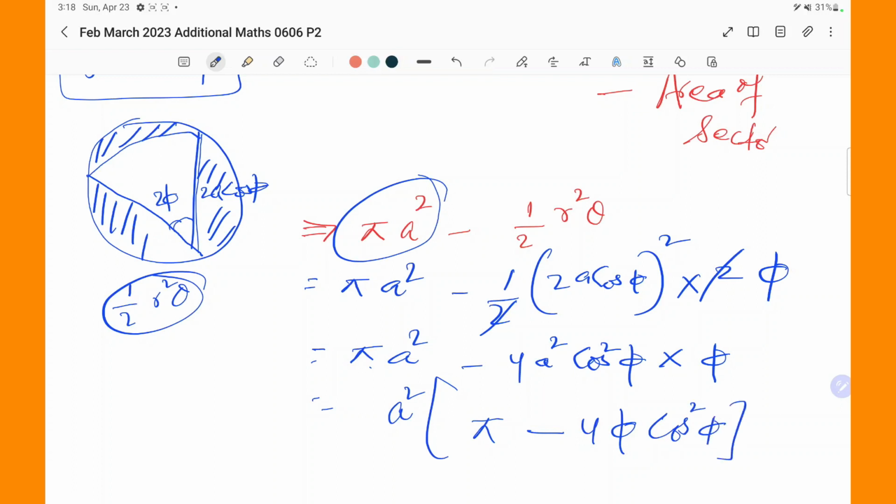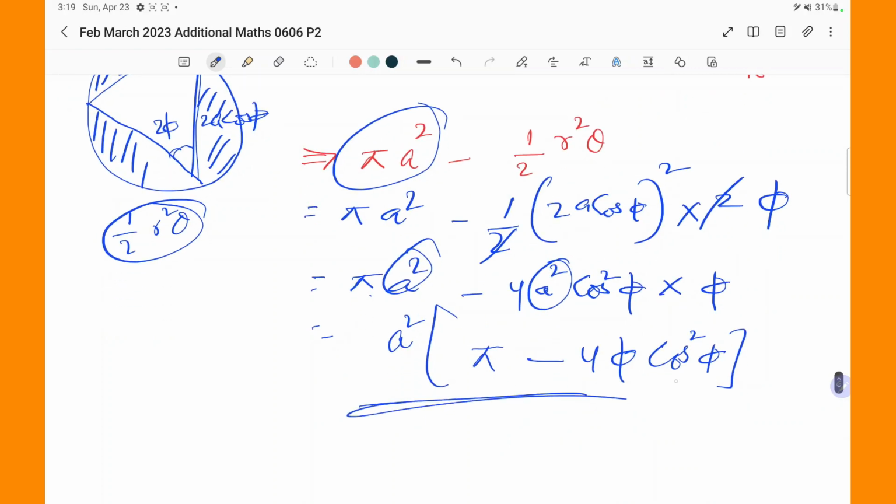Okay, can we verify this again? Pi a square minus 1 over 2 r square theta, where r is 2a cos phi. So 2a cos phi whole square is 4a square cos square phi, and 2 cancel, so this is phi. Now a square and a square I took common, so pi minus 4 phi cos square phi. Yeah, so this should be the answer.